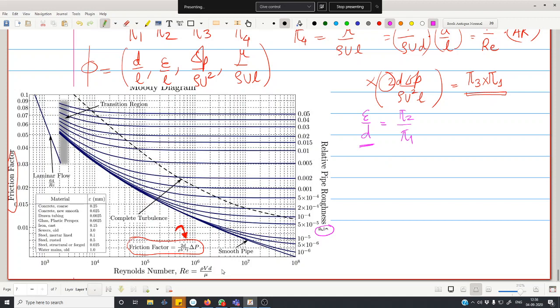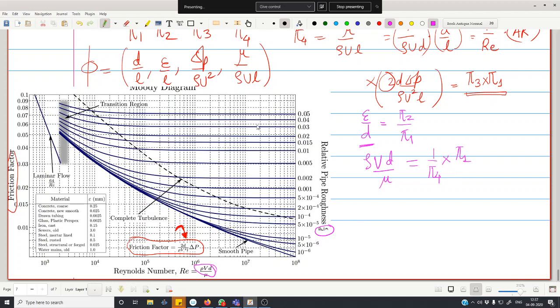So on the x-axis, we have rho v d by mu. So what is that particular term in terms of our pi terms? Pi 4 by pi 1? No, it has to be pi 1 by pi 4.